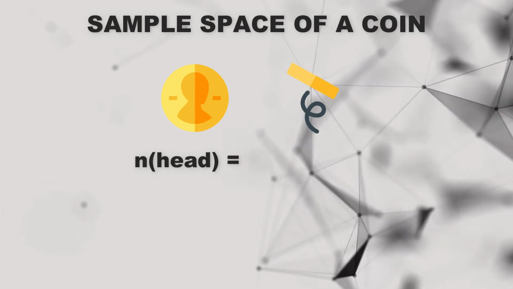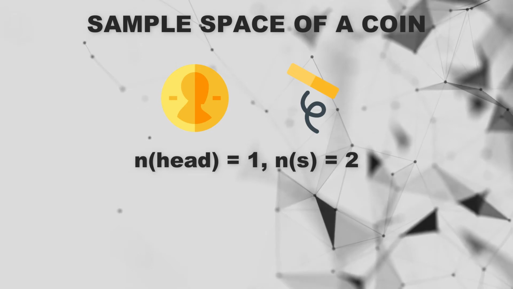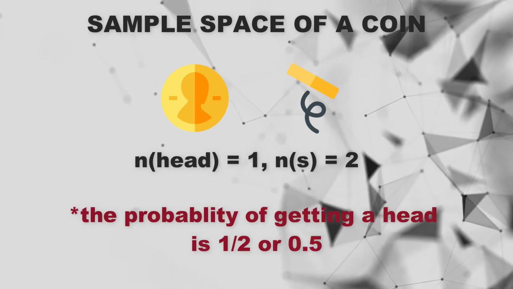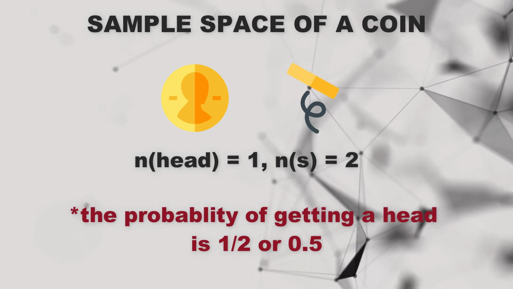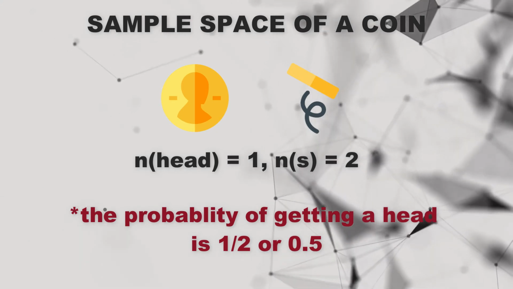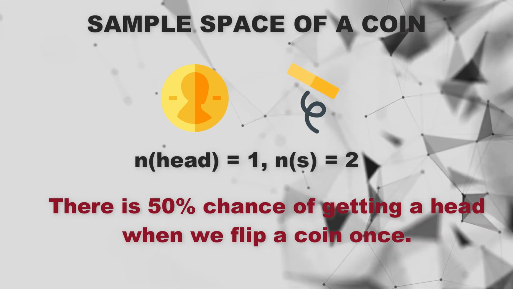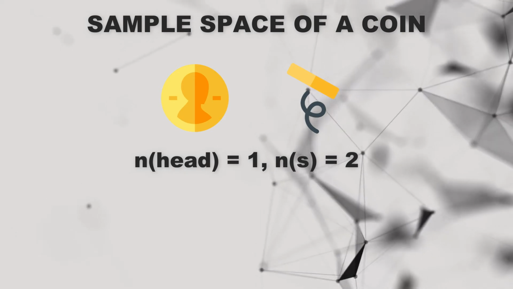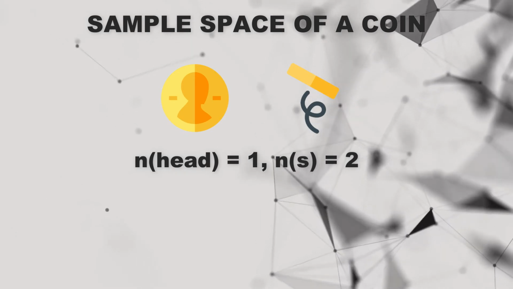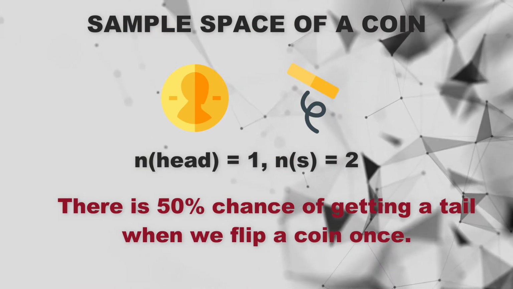We can see that we have just 1 head in the sample space, and we have a total of 2 in the sample space. So that simply implies that the probability of a head is 1 divided by 2, which is equal to 0.5, which is equal to 50%. So when we flip or toss a coin just once, we have a 50% chance of a head showing up. And what about the probability of getting a tail? We can also see that we have just 1 tail. So that means there's also a 50% chance that a tail is going to show up.